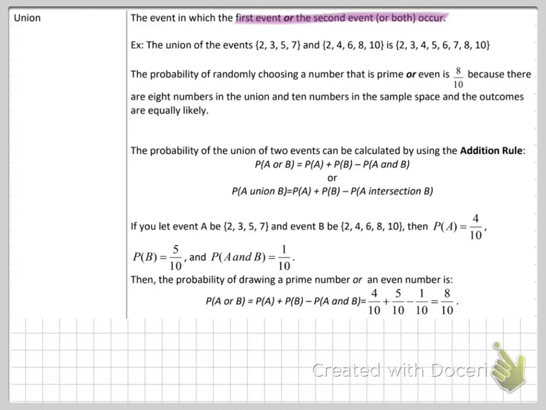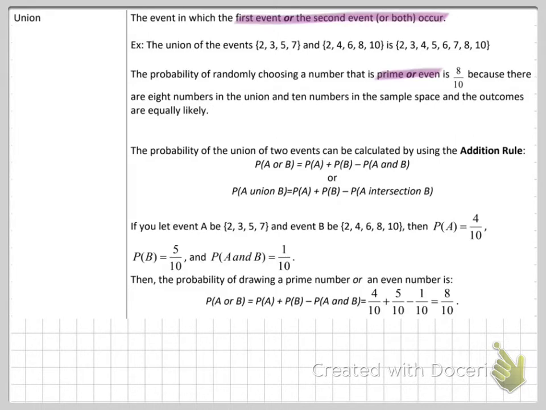So we still have our events 2, 3, 5, 7 and our event 2, 4, 6, 8, 10. The union is when you marry them together. I think that's the best way to put it. So take all of the numbers in the first event and all of the numbers in the second event, and we put them together as a single event itself. The probability of randomly choosing a number that is prime or even is going to be 8 out of 10.